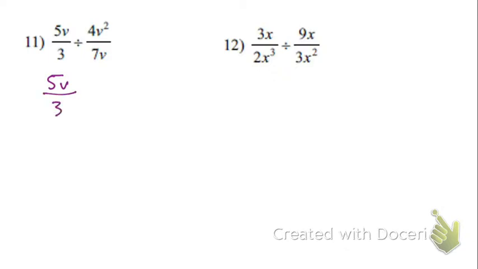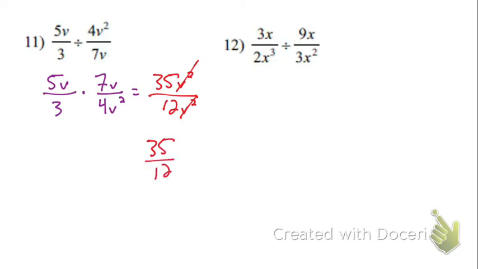5v over 3 times 7v over 4v squared. And I'm just going to kick it old school here. Multiply it out. 35v squared over 12v squared. So the first thing I notice is that the v squareds go away. And so I have 35 over 12. Now 35 is the same thing as 5 times 7. 12 is the same thing as 4 times 3 or 6 times 2. And they don't have anything in common. So that is it. You're done with that one.